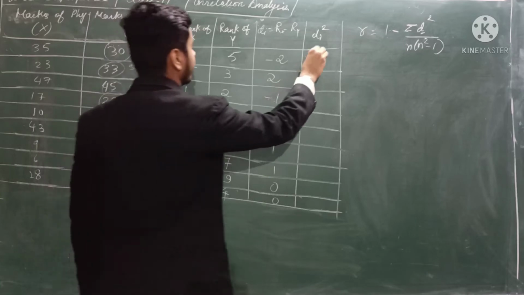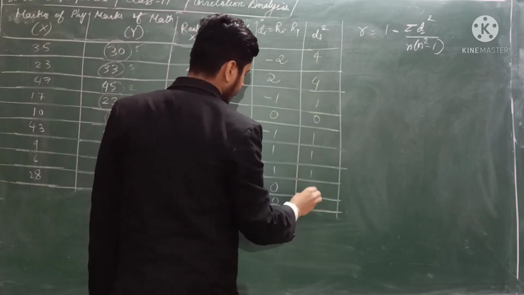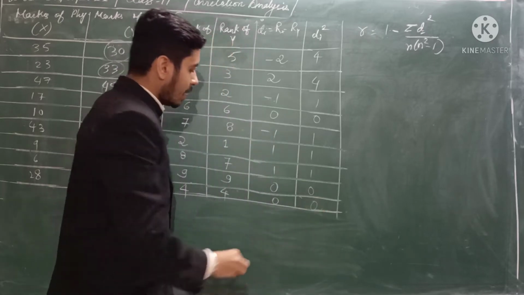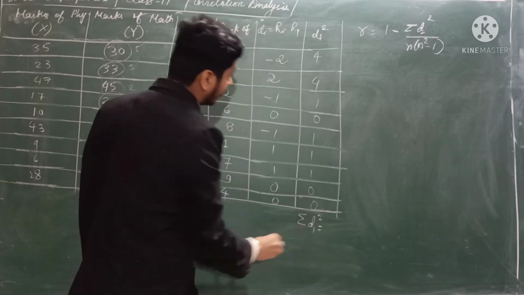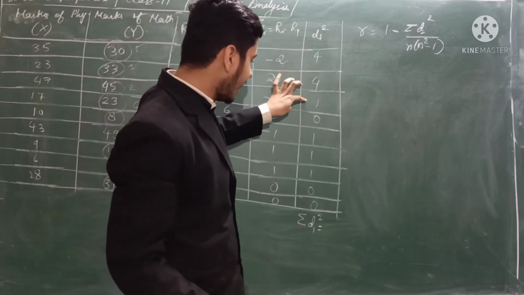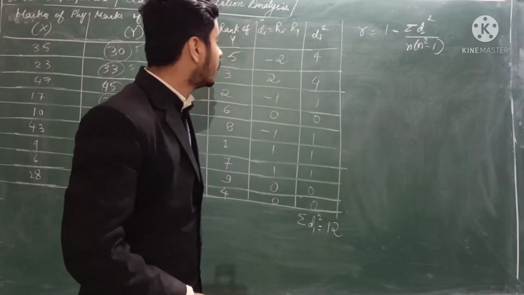Now you have to square it. So 4, 4, 1, 0, 1, 1, 1, 0, and 0. Now you have to find the sum also, so summation of d i the whole square. What will be the sum? 4 plus 4, 8, 1, 9, 10, 11, 12. So we have 12.